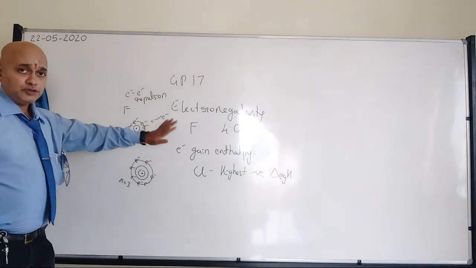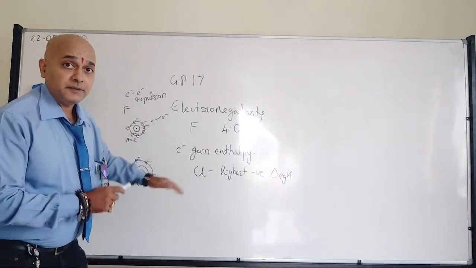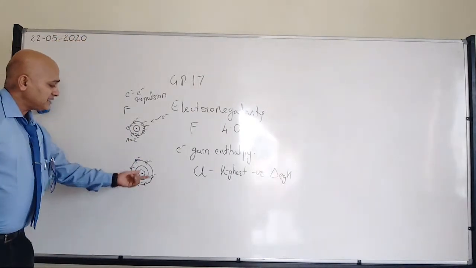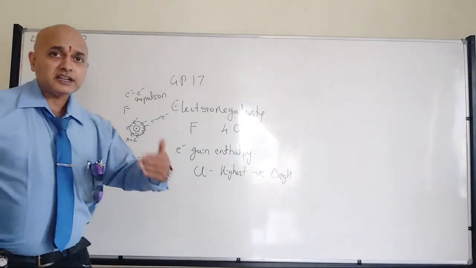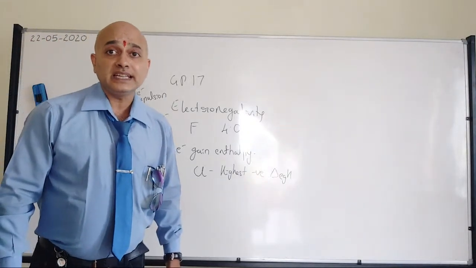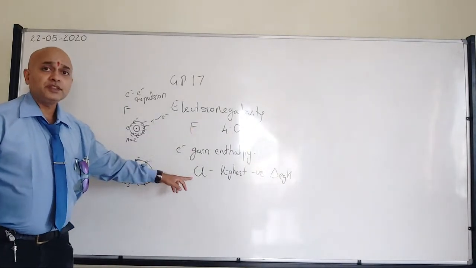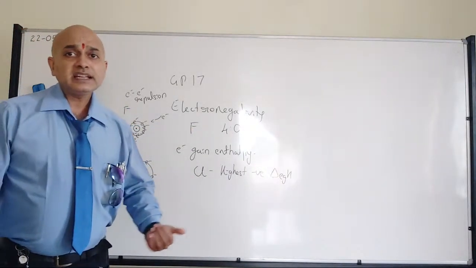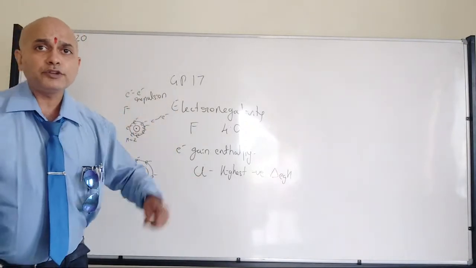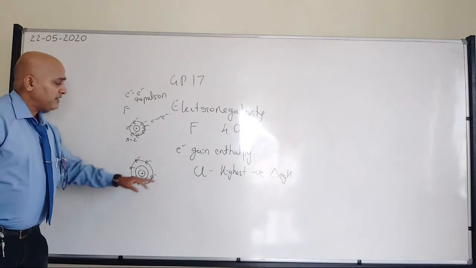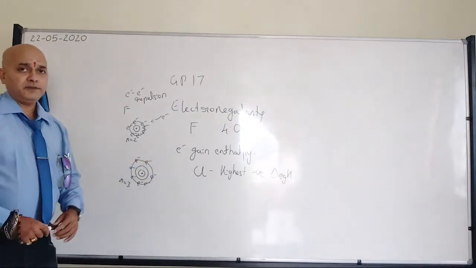So this is one thing you should remember with respect to electron gain enthalpy. Fine. Now when it comes to chlorine, since there is enough space for another electron to be accommodated easily, to attain the octet state, chlorine will take up the one electron easily. It can accommodate that one easily due to the large size of the outermost shell. So that's where we have the highest negative electron gain enthalpy for chlorine.